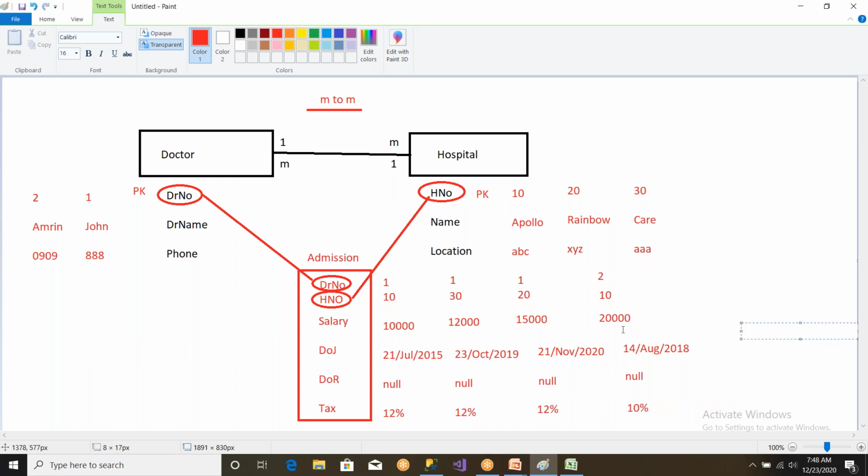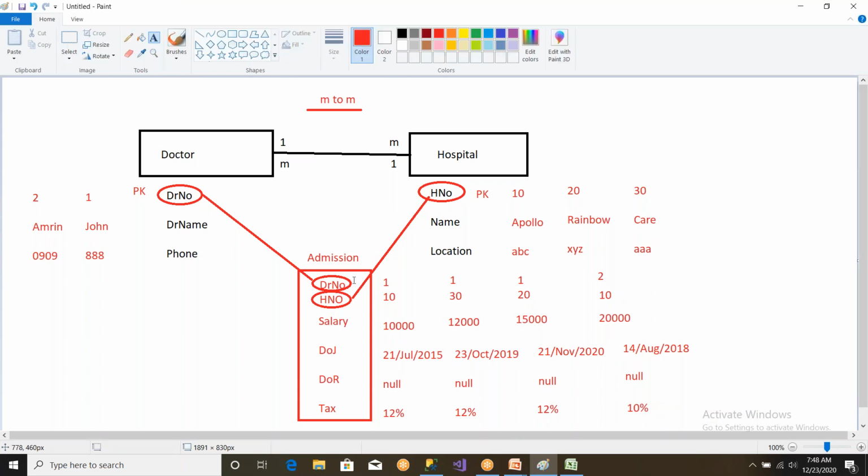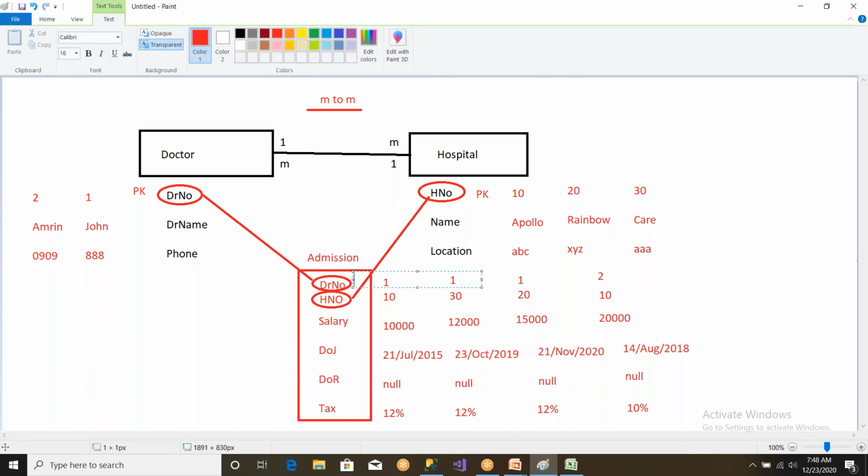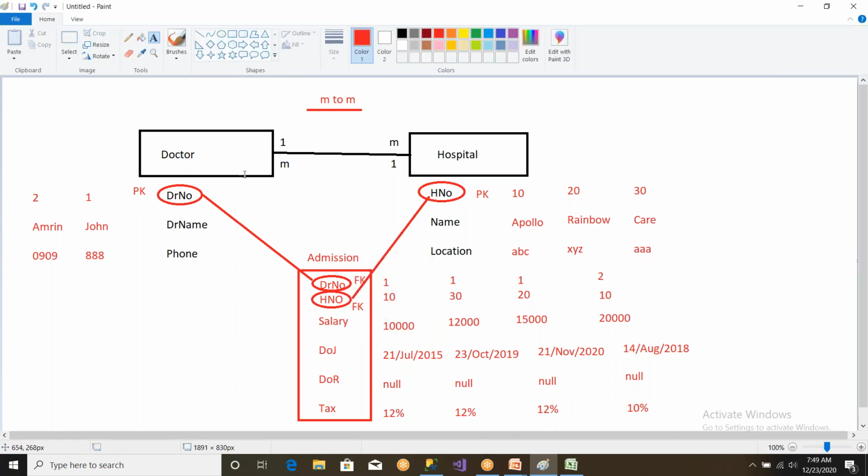Clear? So like that, we can have one more table to be created, and this is one foreign key, this one foreign key, and this is one more foreign key. Clear? One table can have only one primary key, but one table can have many foreign keys, and the foreign keys will allow duplicate data: 1, 1, 1, 1, 1, 2, right? 10, 30, 20, 20, 10. So you have many foreign keys per table, and you can have duplicate data in the foreign keys.